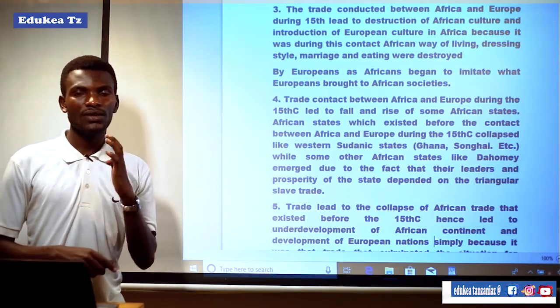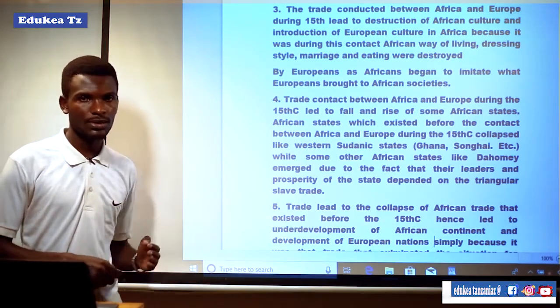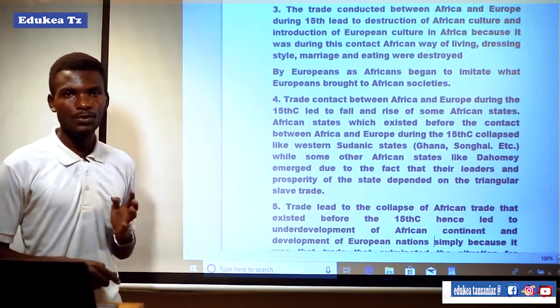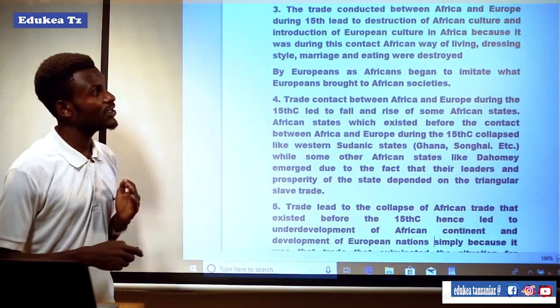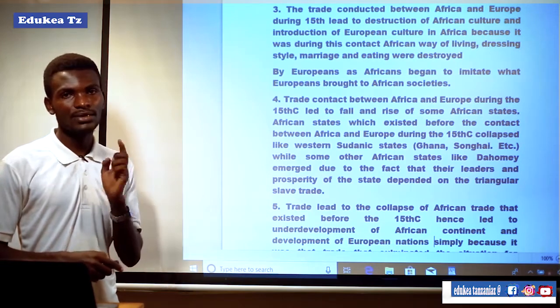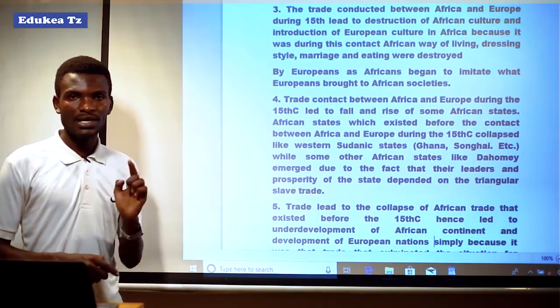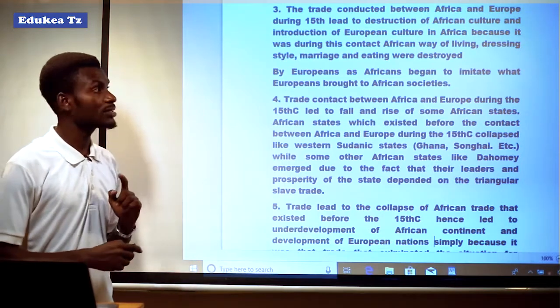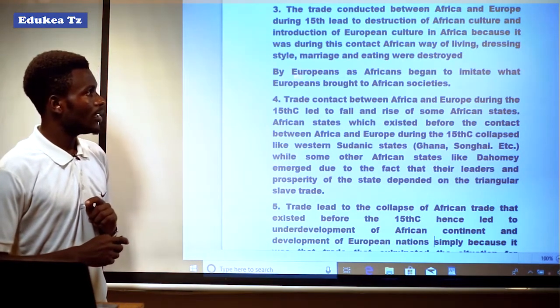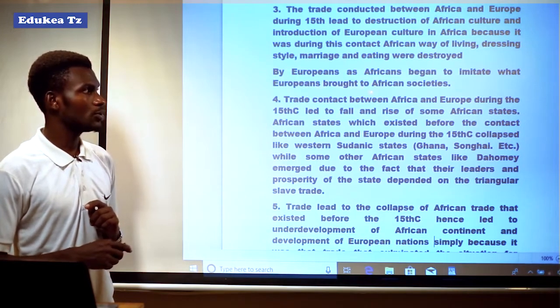It means that during the 15th century, when the Africans came into contact with the European societies, it is the time when the African living style, dressing style, marriage as well as eating style were destroyed by the Europeans and replaced by the European culture, as Africans began to imitate what Europeans brought to Africa.